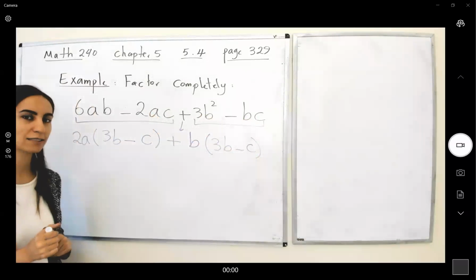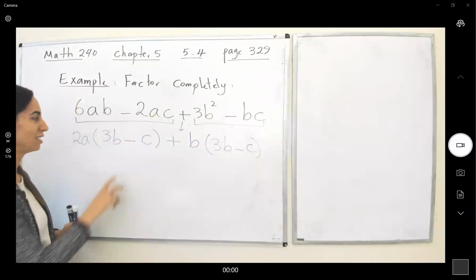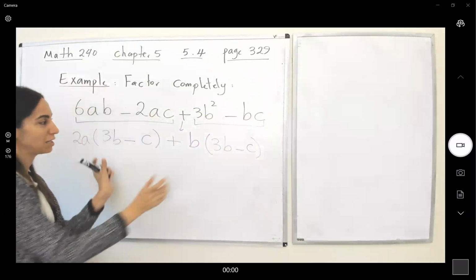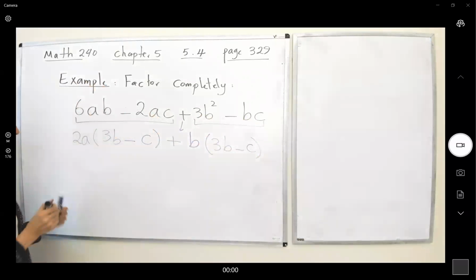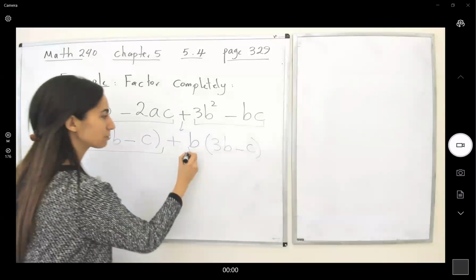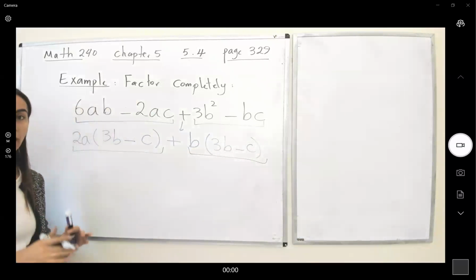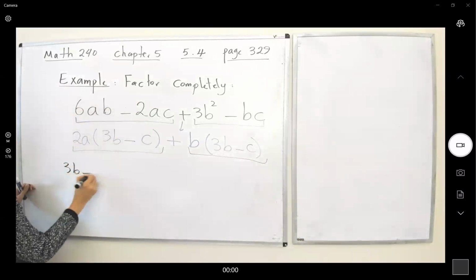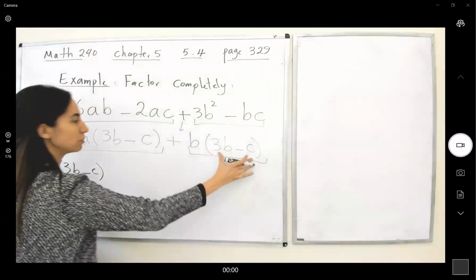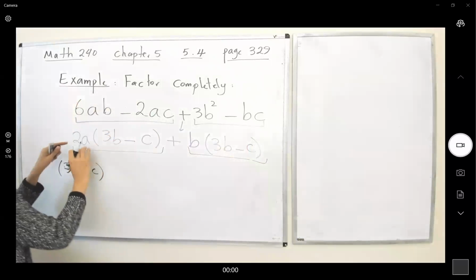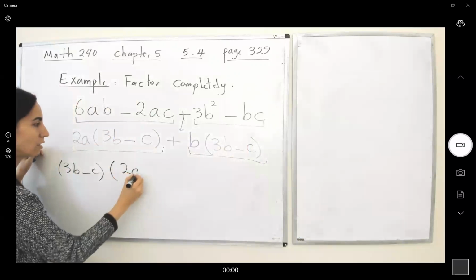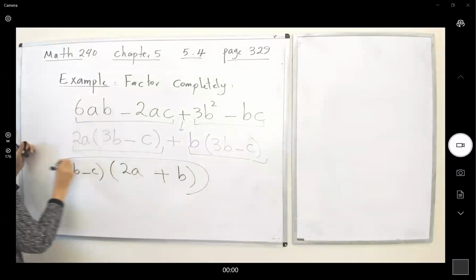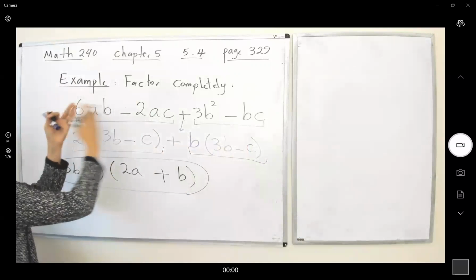Well, are we done yet? Take a closer look. 3b minus c is repeated in both of these 2 addends. So now you have these 2 addends with a common factor, which is a binomial, 3b minus c. I'm going to take out 3b minus c from both of these, and I'm left with 2a. The operation is addition, and this is the complete factorization of this polynomial.